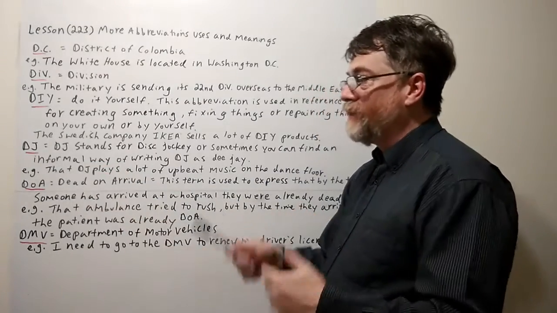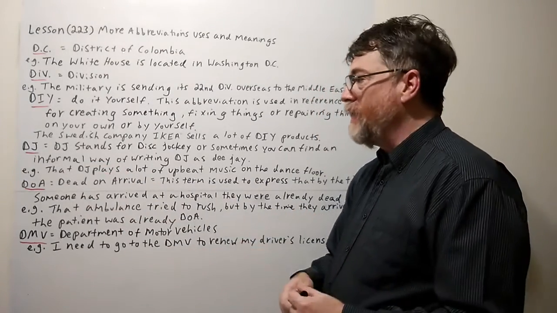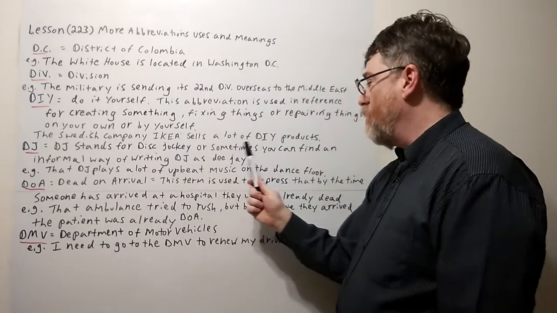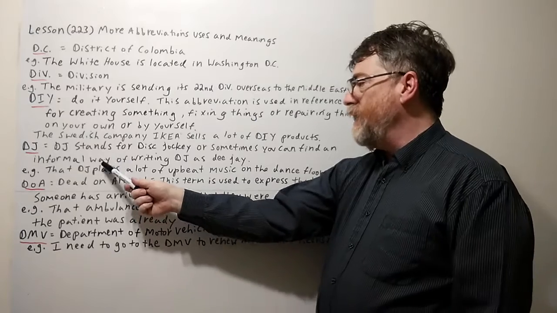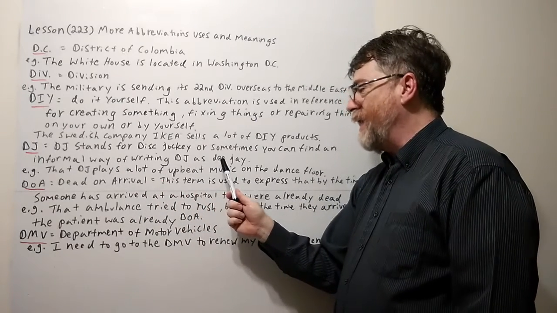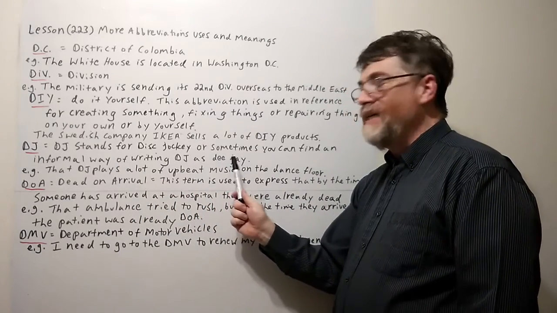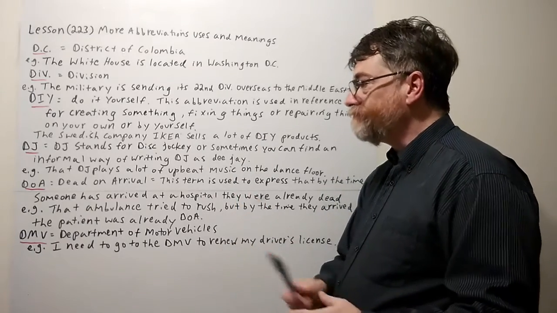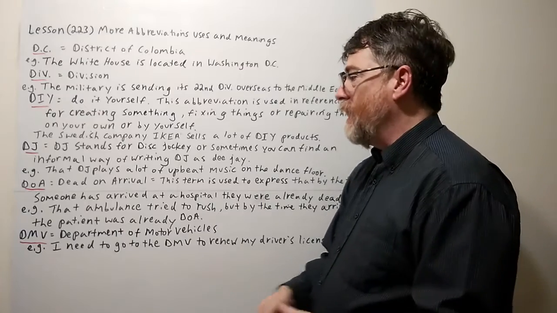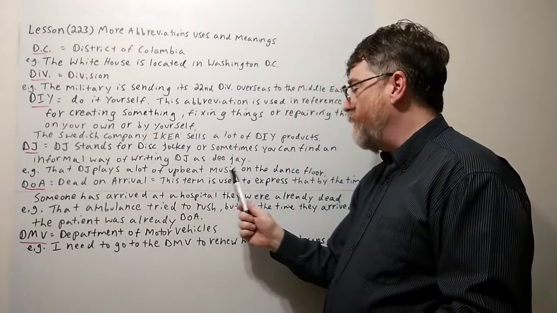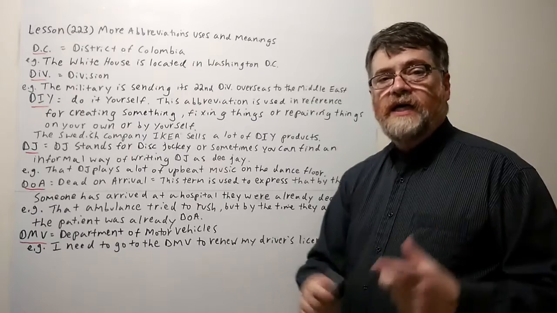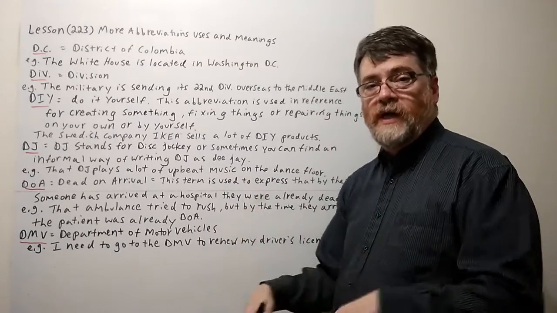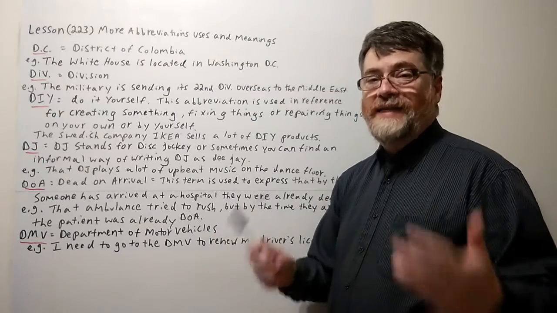DJ, of course, literally, that is the letters D-J. DJ stands for disc jockey, or sometimes you can find an informal way of writing DJ as D-E-E-J-A-Y. You could find that way too. Let's look at the example. That DJ plays a lot of upbeat music on the dance floor. If you go to a nightclub or a discotheque and there's somebody there controlling the music for the people to dance to, that is a DJ.